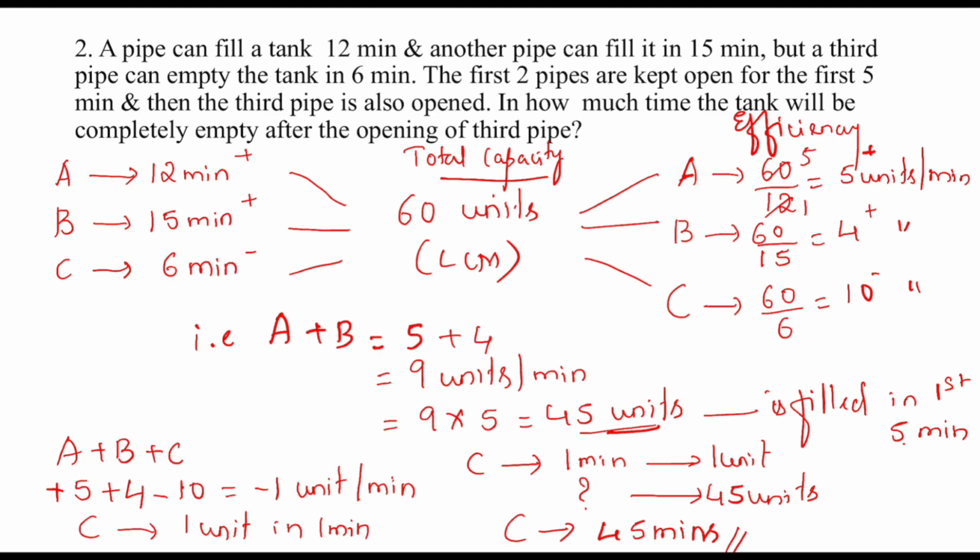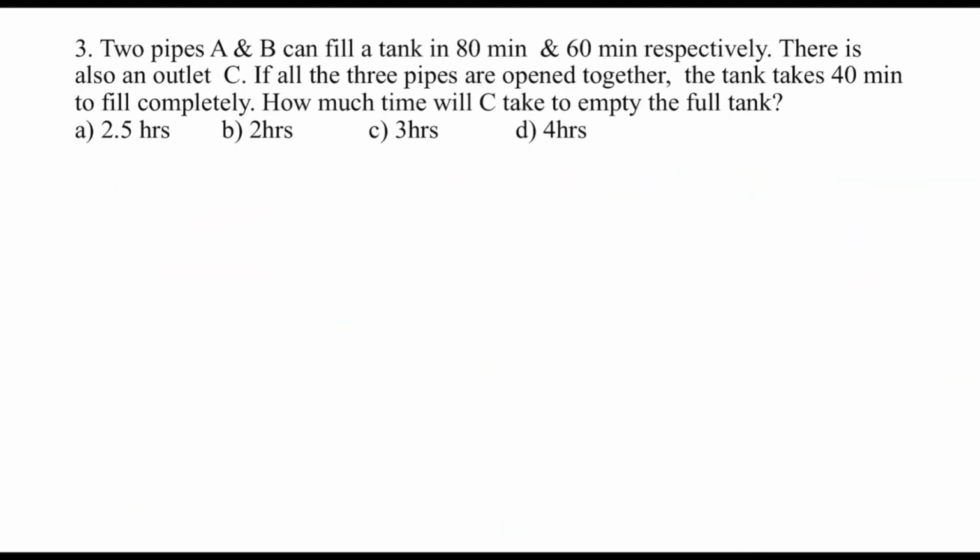Okay, so the next problem: 2 pipes A and B can fill a tank in 80 minutes and 60 minutes respectively. There is an outlet C. If all the 3 pipes are opened together, the tank takes 40 minutes to fill completely. So how much time will C take to empty the full tank? As the data is given, we will go on analyzing the data step by step and solving.